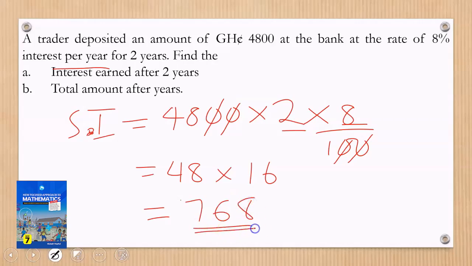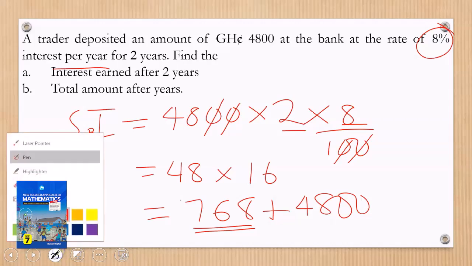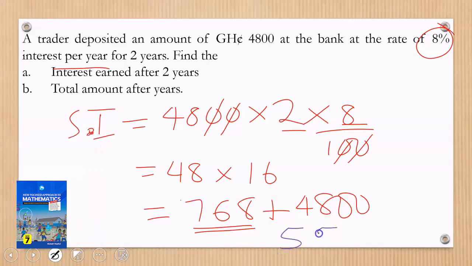So 768 will be the amount you receive after 2 years keeping this money with the bank at the rate of 8%. Then total amount after the years, that means I'm going to add this amount to the 4,800 so that you know how much you have to take at the end of the 2 years from the bank. So you are going to now receive 5,568. So keeping your money with the bank for 2 years, and the amount is 4,800, you end up making your money go up to 5,568. Good.